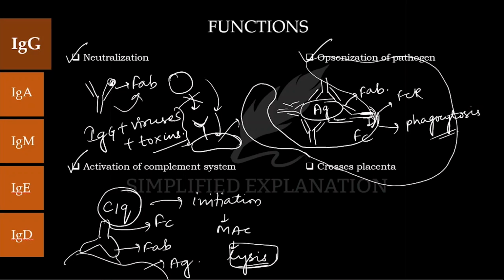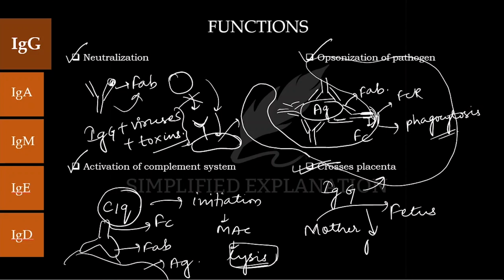Last is it crosses the placenta. These types of IgGs have the ability to easily cross the placenta, and the transfer of this IgG from the mother to the fetus is a form of passive immunization.